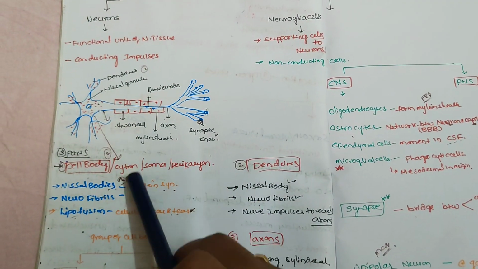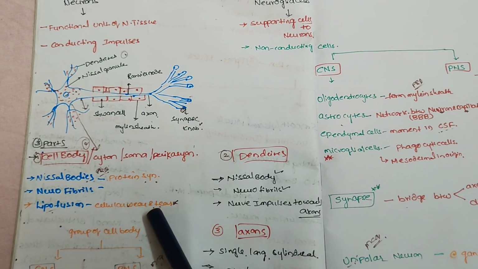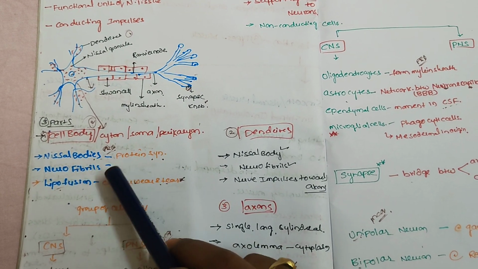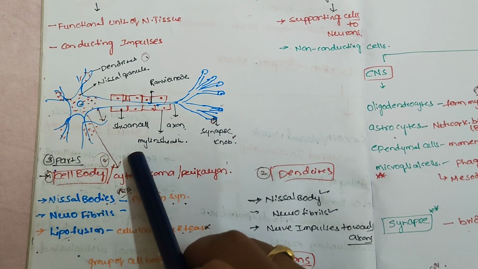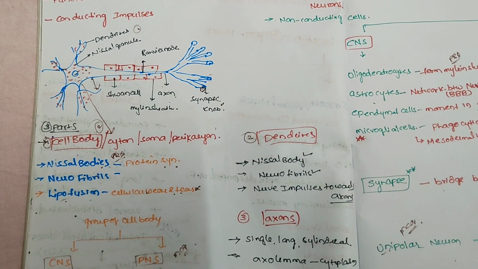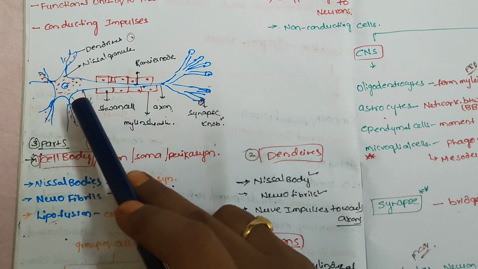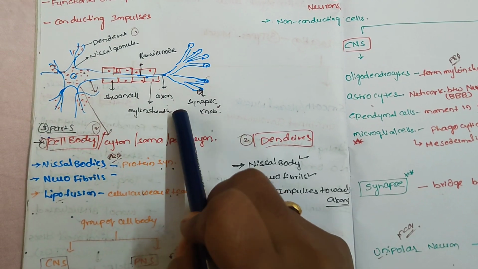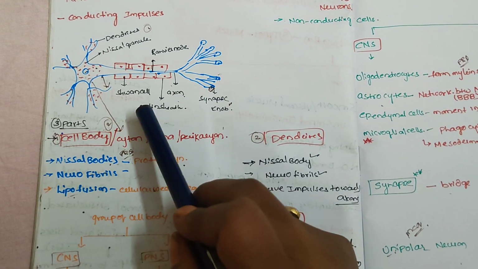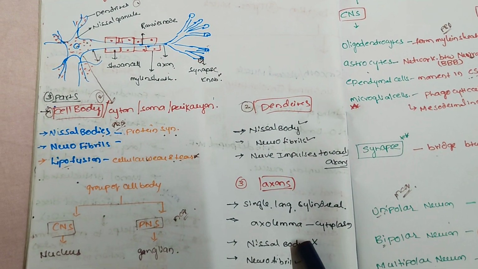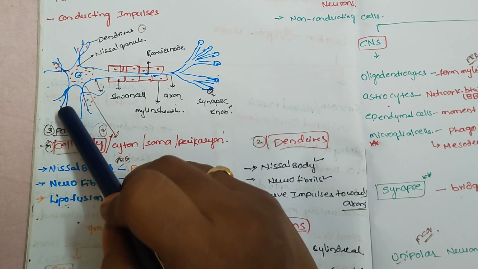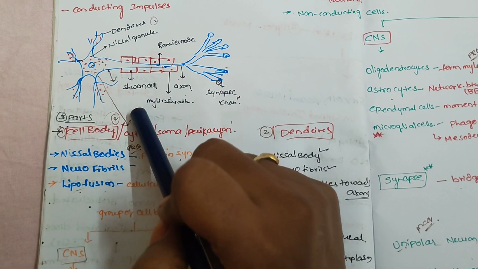Then we have a look at the neuron. Already in previous classes we studied the parts of the multipolar neuron. Now we also have to discuss the parts of the neuron. The multipolar neuron is mainly divided into the cell body, dendrites and axon. This is an important 4 marks question in IPE also.